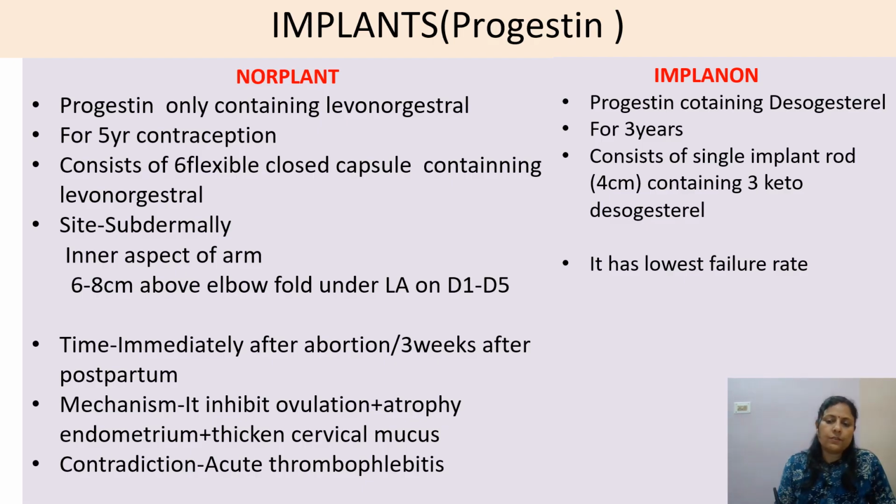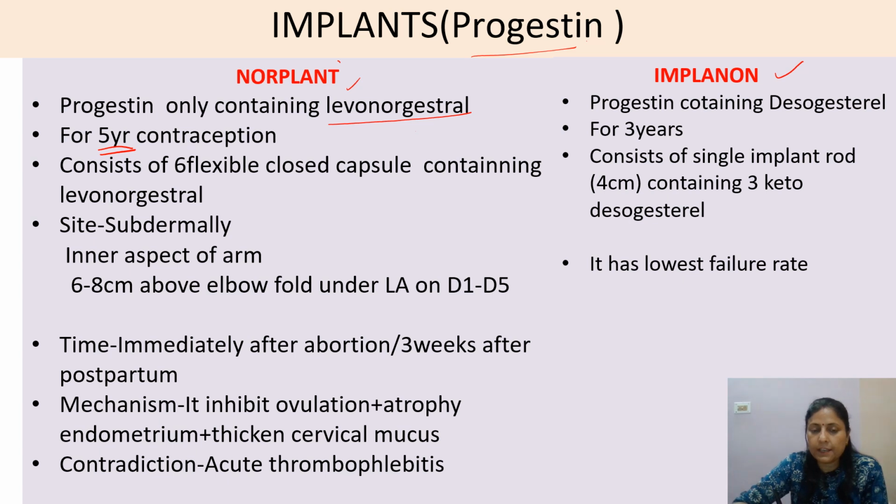The next type of contraception is implants. Implants are also known as progestins. There are 2 types of implants, Norplant and Implanon. Norplants are progestin containing implants which consist of levonorgestrel. This is a progesterone and it provides contraception for 5 years.